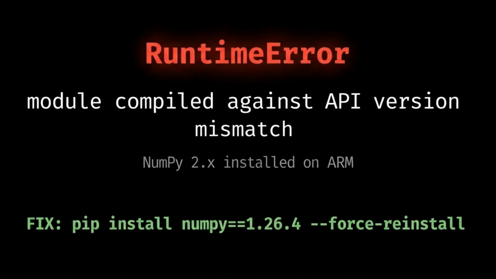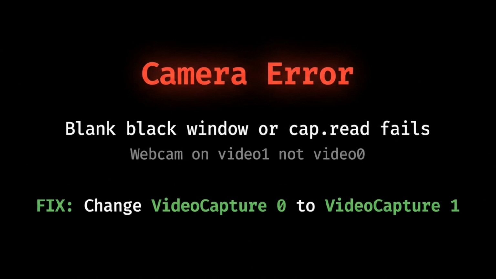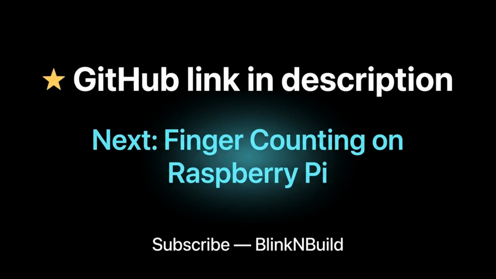If you're seeing a runtime error about API version mismatch, NumPy 2.x got installed somehow. The fix is one line. pip install numpy==1.26.4 --force-reinstall. That's it. If you're getting a camera error or just a blank black window, your webcam is probably on /dev/video1 instead of video0. Run ls /dev/video* to check. Then change VideoCapture(0) to VideoCapture(1) in the script. One character change.